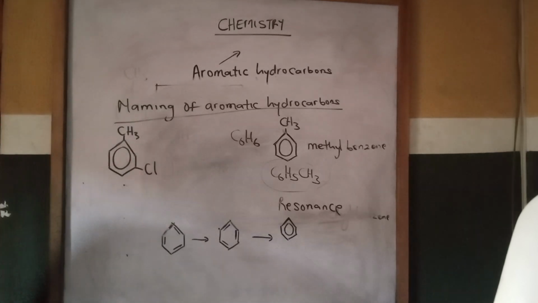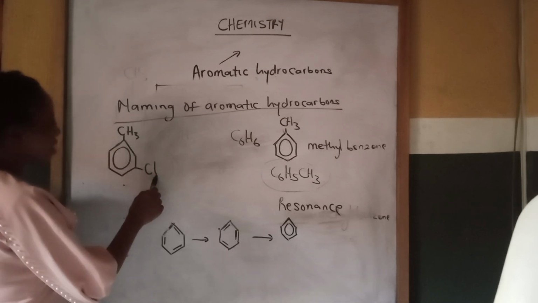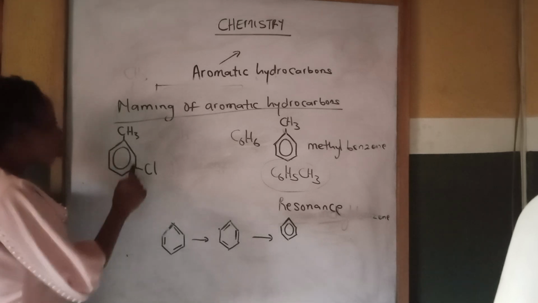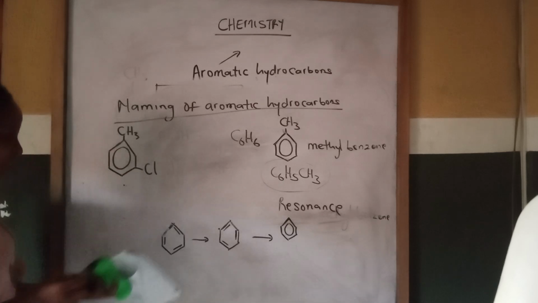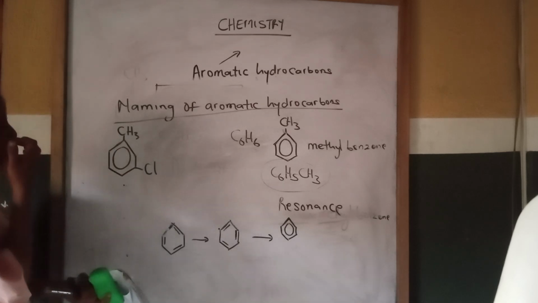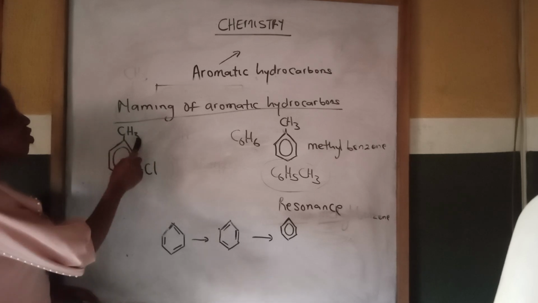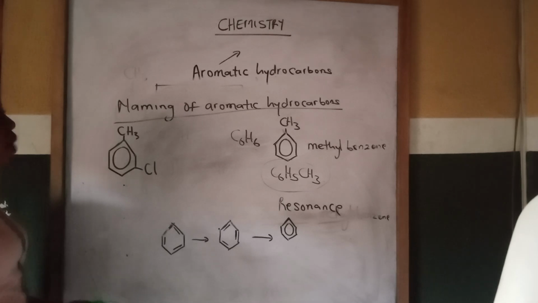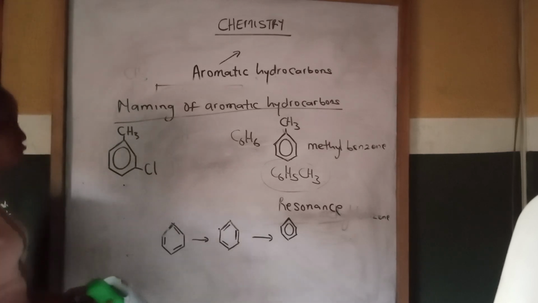So this time around, we have two different substituents. We have CH3, we have Cl. CH3 is a substituent because it's attached to the structure of benzene. Chlorine is also a substituent because it's attached to the structure of benzene. This is a mixture of organic and inorganic substituents. CH3 is organic, while Cl is an inorganic substituent. So when you have a mixture of organic and inorganic substituents, you name the inorganic substituent before your organic substituent.